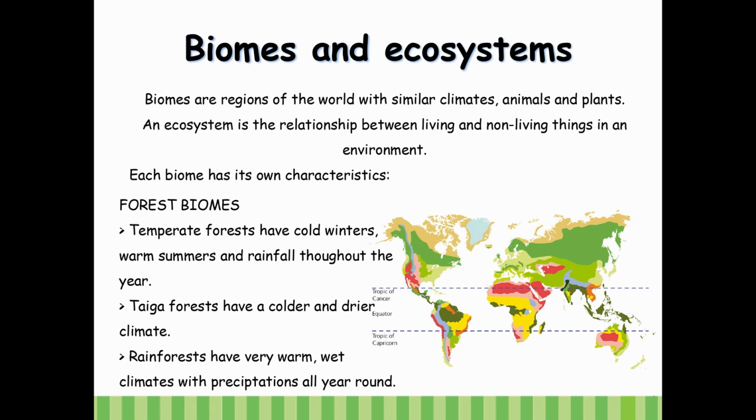Biomes and ecosystems. Biomes are regions of the world with similar climates, animals, and plants. An ecosystem is the relationship between living and non-living things in an environment. Each biome has its own characteristics. Forest biomes. Temperate forests have cold winters, warm summers, and rainfall throughout the year. Taiga forests have colder and drier climates. Rainforests have very warm, wet climates with precipitation all year round.